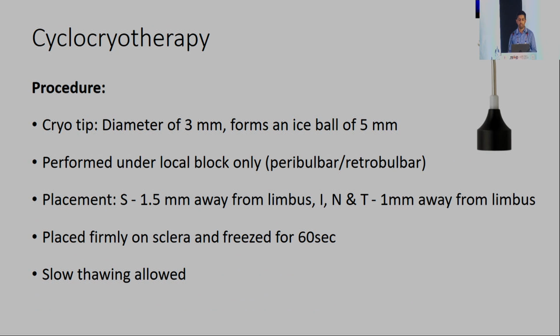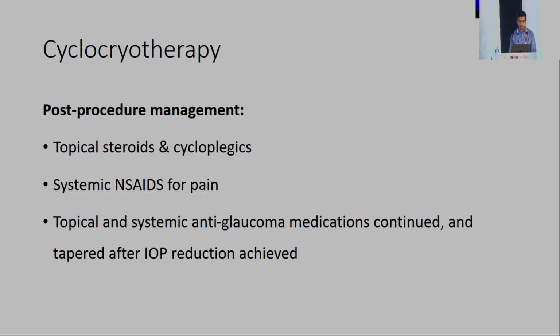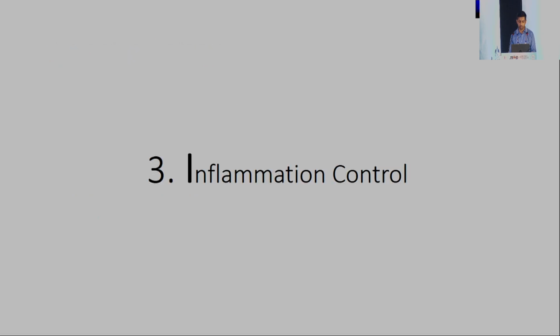For the procedure, we use a cryotip of around 3 millimeters, which forms an ice ball of 5 millimeters. It is performed under local block only. Placement is around 2 millimeters from the limbus. The cryoprobe is firmly placed on the sclera and frozen for 60 seconds, and slow thawing is allowed. Post-procedure, we have to give topical steroids and cycloplegics and systemic NSAIDs for pain management. Anti-glaucoma medications are continued till the IOP reduction is achieved.